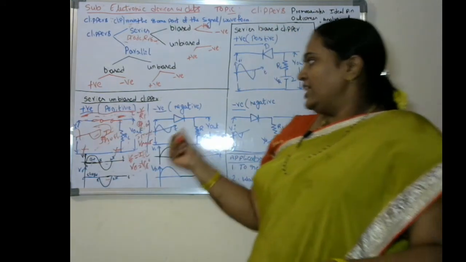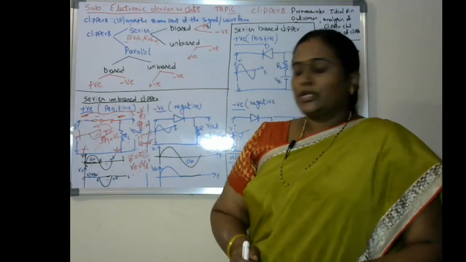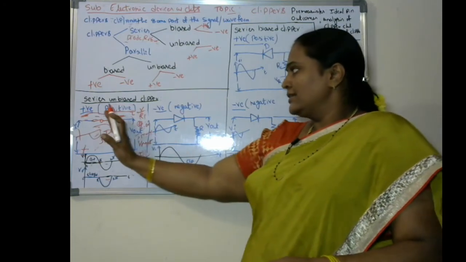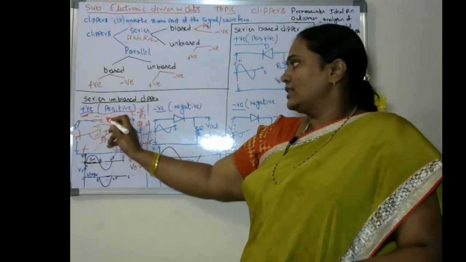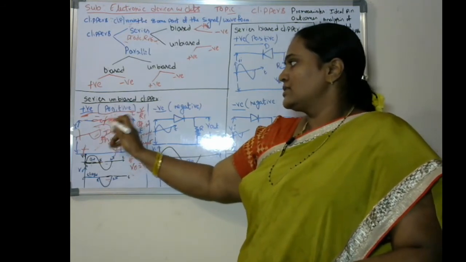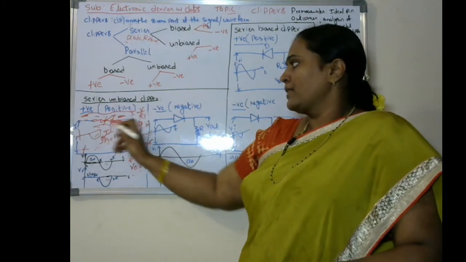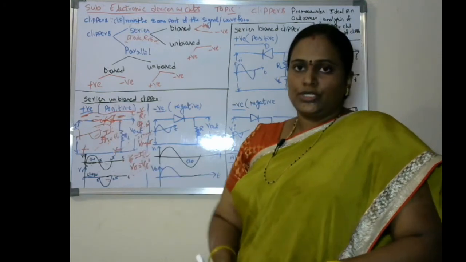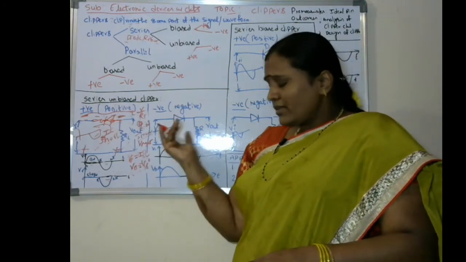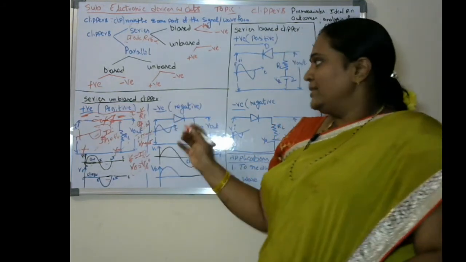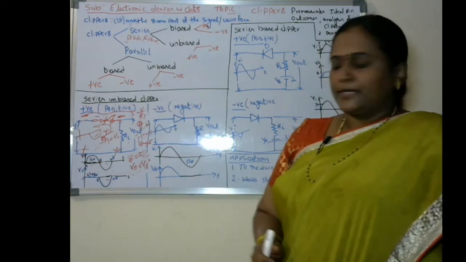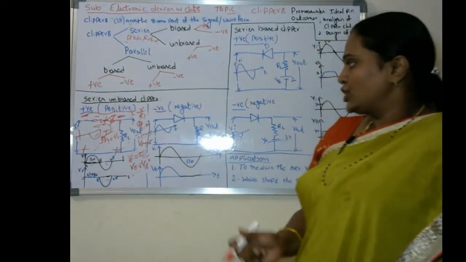Next, the same way, we have to go for analysis of the negative clipper. Simple here, the diode direction is changed. In the previous case, the circuit is like this, with a negative terminal and a positive terminal. If I reverse the direction of the PN junction diode, just reverse it, it behaves like a negative clipper. See how it behaves like a negative clipper.